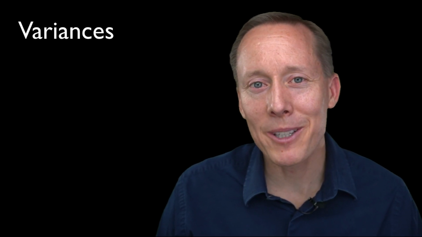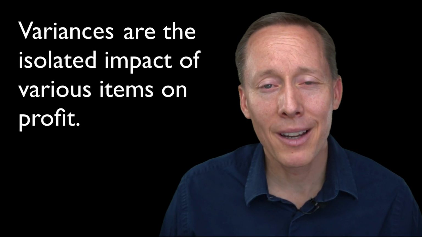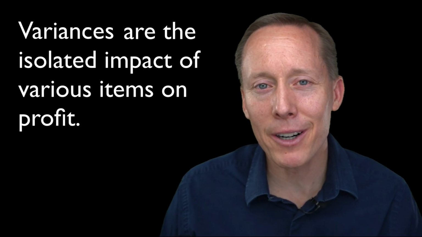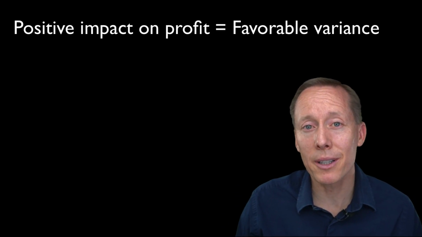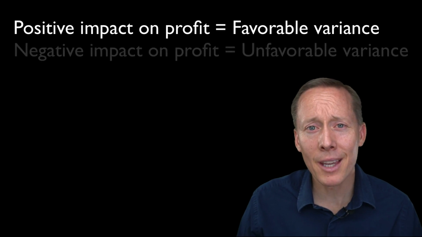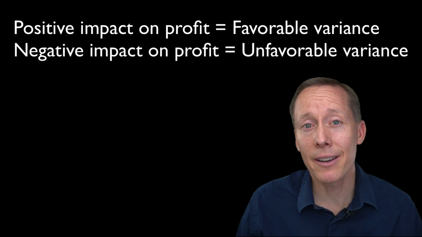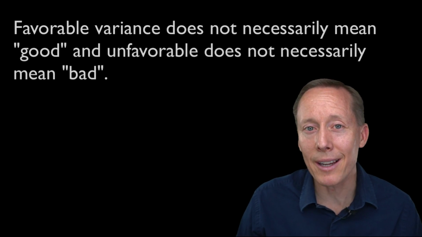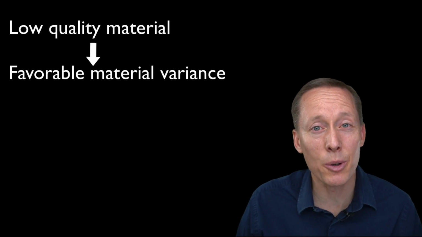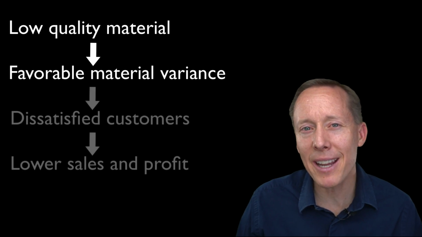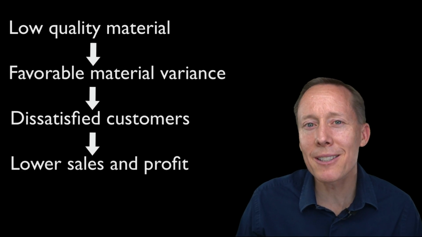Now, in accounting, when we talk about variances, what we're referring to are the isolated impact of various items on profit. If an item has a positive impact on profit, it's called a favorable variance. If it has a negative impact on profit, it's an unfavorable variance. Now, these don't necessarily mean that it's a good thing. A favorable variance may be because you purchased lower quality raw material, and so you didn't spend as much on it. But that may have a negative overall impact on profit. So just because something is favorable doesn't always mean that it was good from a strategic perspective.